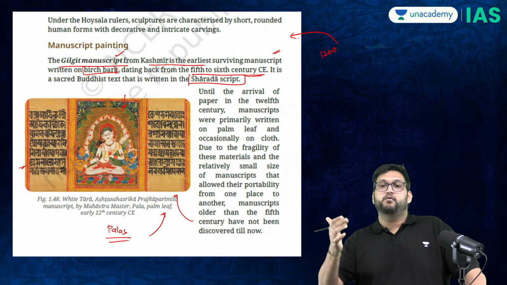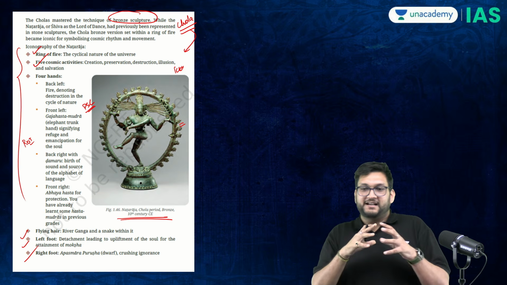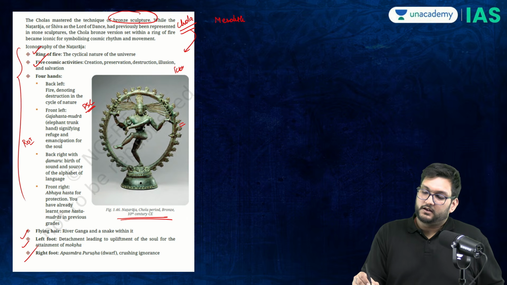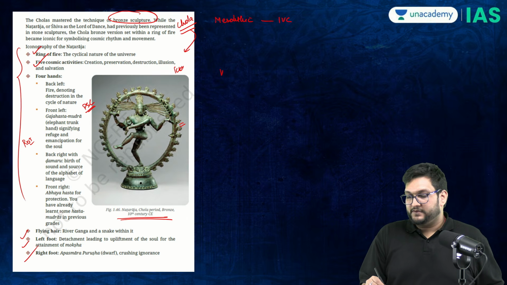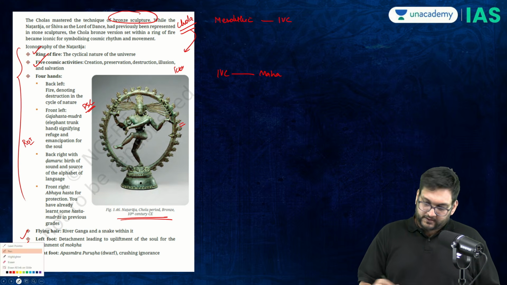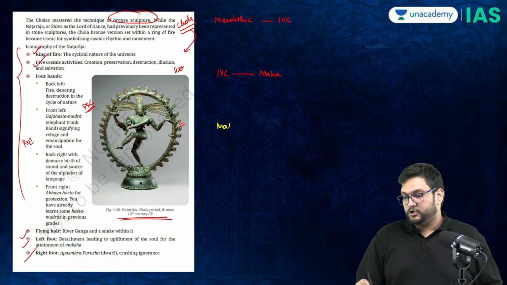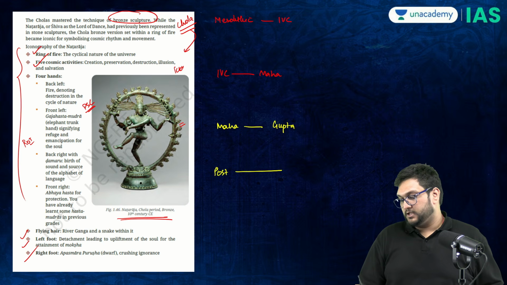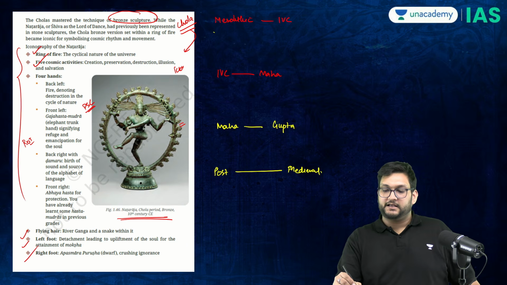Now, before I move on, I would like to survey all of this. I know it's a lot of information. See, the division is Mesolithic to IVC, IVC to Mahajanapadas, and from there, Mahajanapadas to Gupta, from Gupta, post-Gupta till the concept of medieval, which is 1200. Now, what is the expression here? It is cave painting.